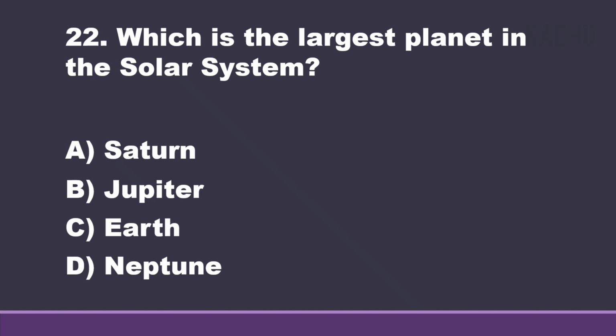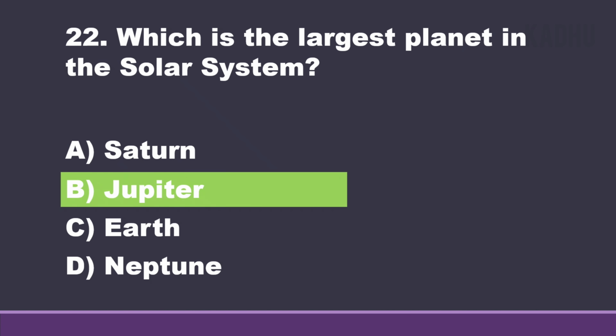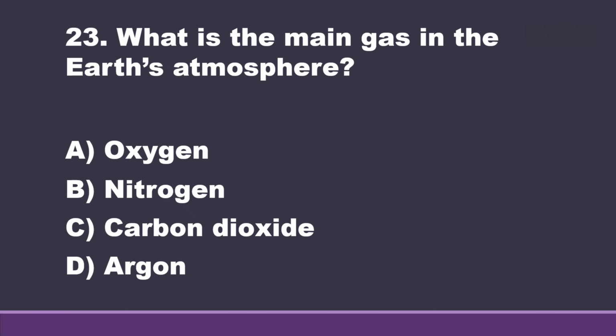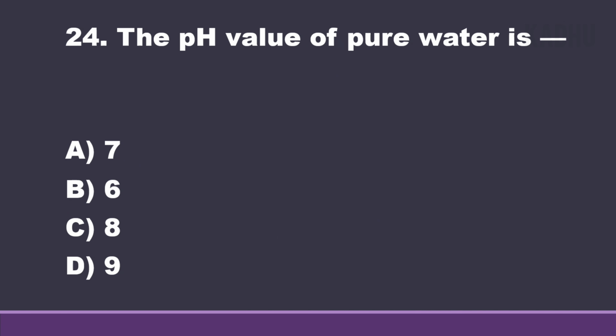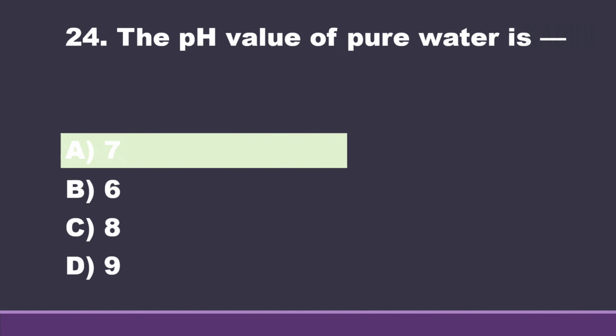Which is the largest planet in the solar system? So option B will be the correct answer. Jupiter is the largest planet in the solar system. What is the main gas in Earth's atmosphere? Option B will be the correct answer. Nitrogen is mainly present in the atmosphere. Next question, the pH value of pure water is blank. So option A will be the correct answer. 7.